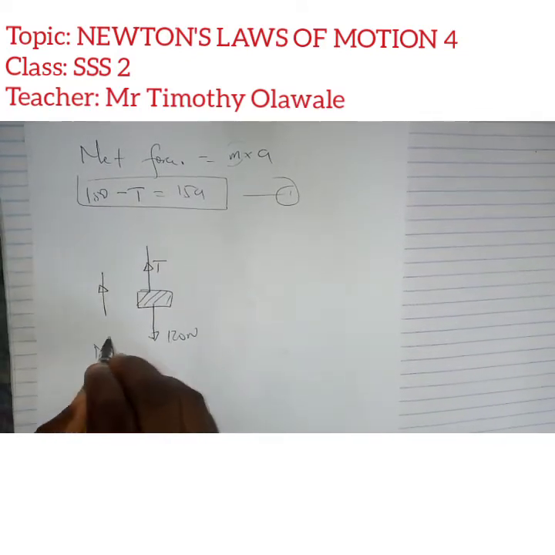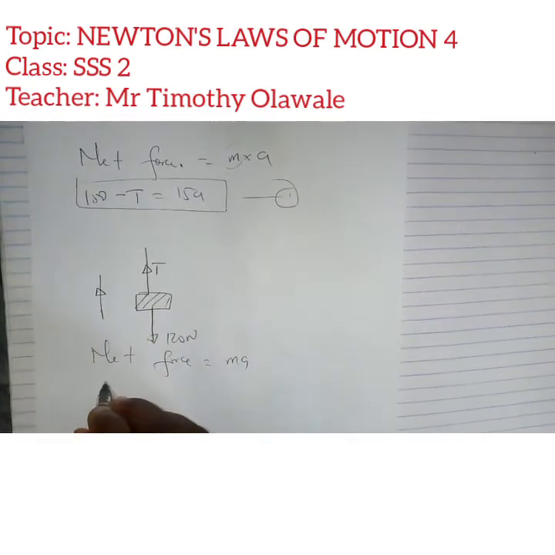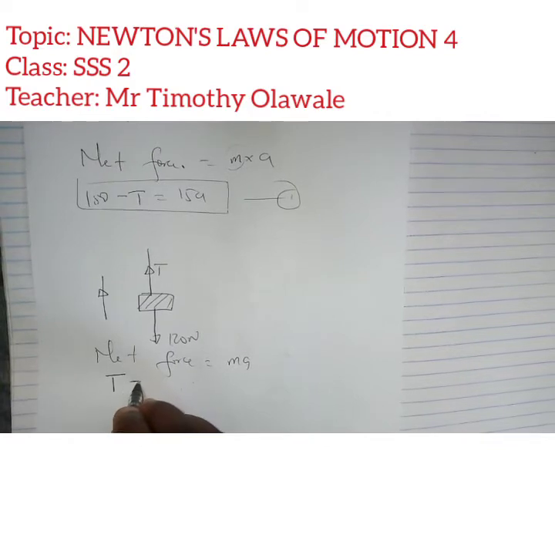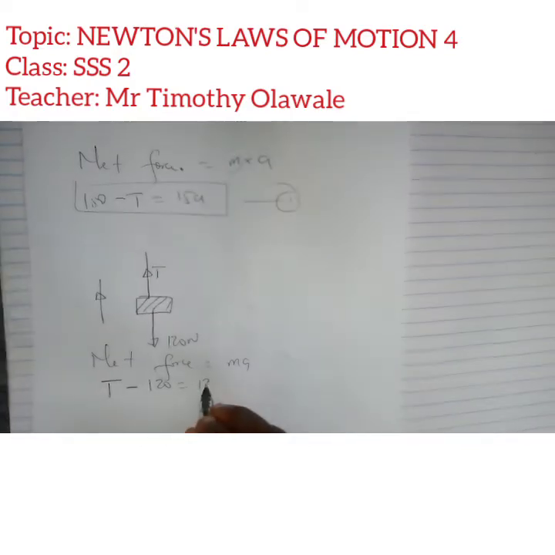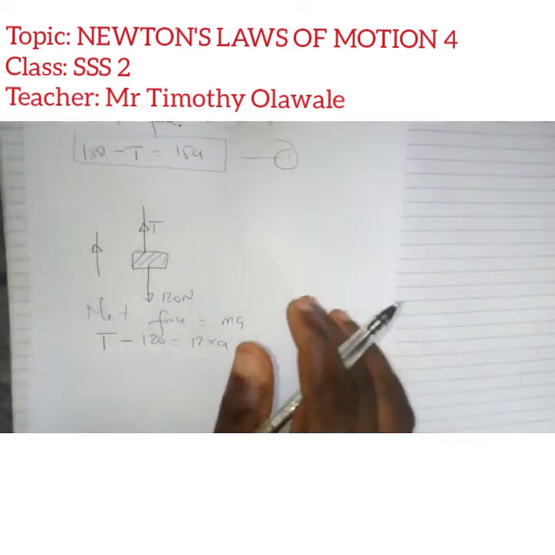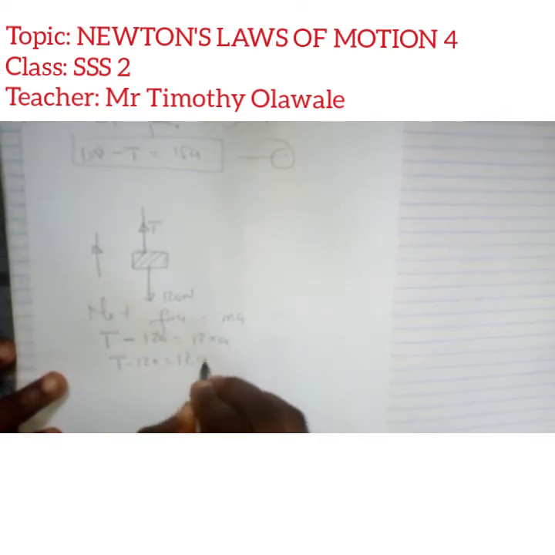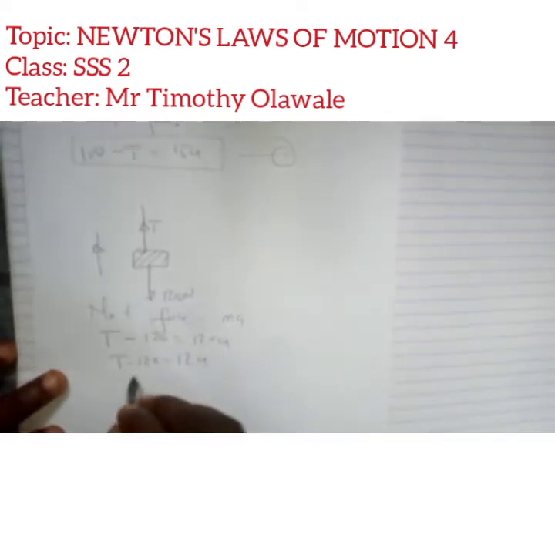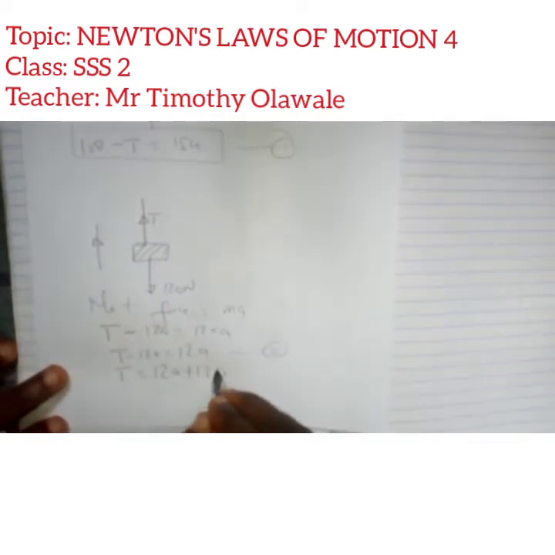So how do we write the net force? Remember, it's still net force equals MA. So our net force is T minus weight, which is 120, equals 12 times A. Are you getting what I'm saying? So we have T minus 120 equals 12A. Now here, this is equation 2, we can make T the subject of the formula. We can say T equals 12A plus 120.